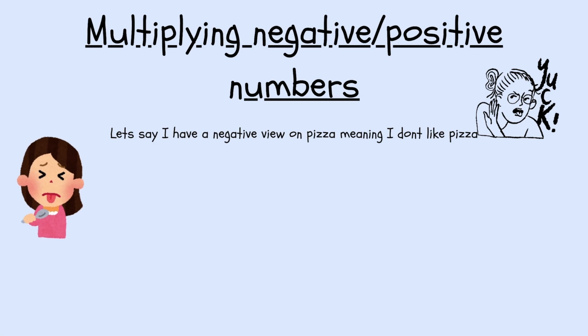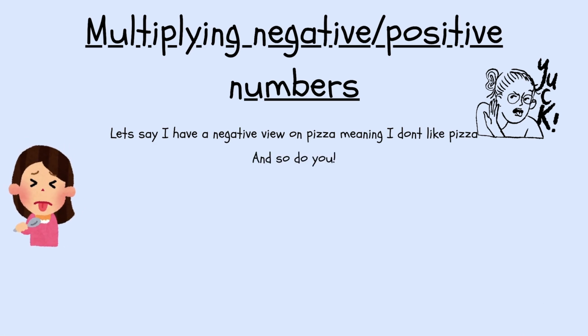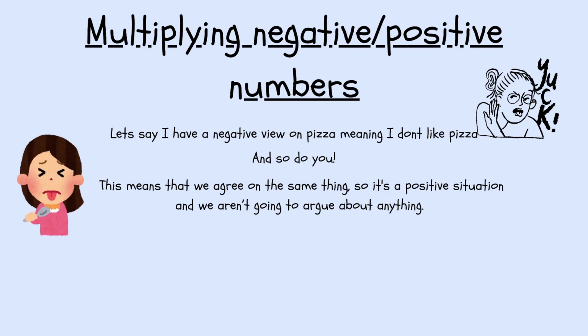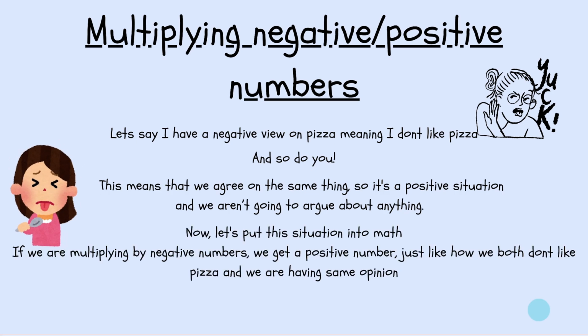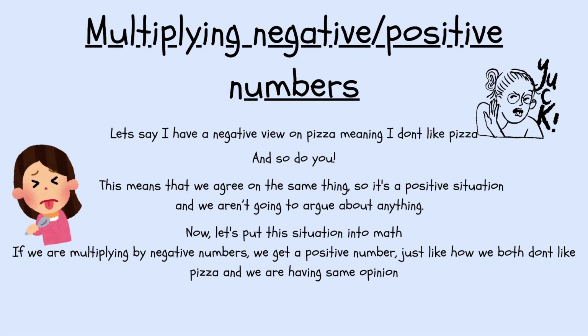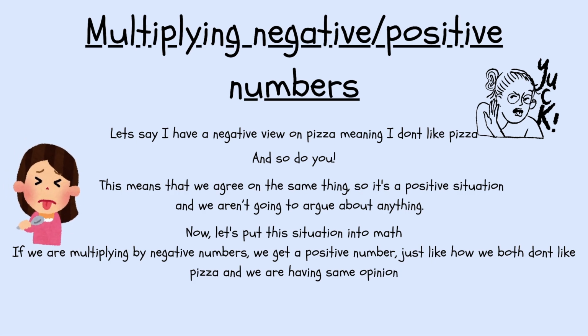Let's say I have a negative view on pizza, meaning I don't like pizza. And so do you. This means that we agree on the same thing, so it's a positive situation and we aren't going to argue about anything. Now, let's put the situation back into math. If we are multiplying by negative numbers, we get a positive number, just like how we both don't like pizza and we're going to have the same opinion.